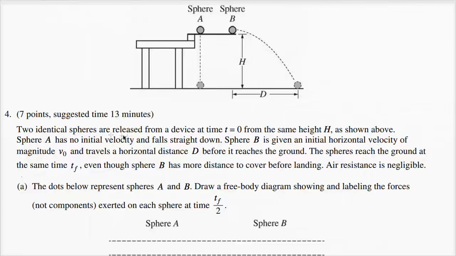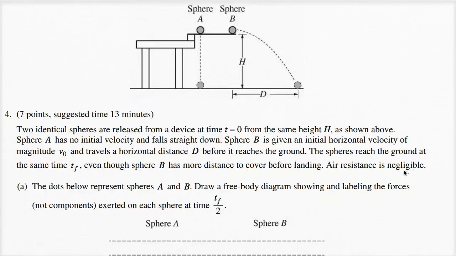Two identical spheres are released from a device at time equals 0 from the same height h as shown above. Sphere A has no initial velocity and falls straight down. Sphere B is given an initial horizontal velocity of magnitude v sub 0 and travels a horizontal distance d before it reaches the ground. The spheres reach the ground at the same time t sub f, even though sphere B has more distance to cover before landing.